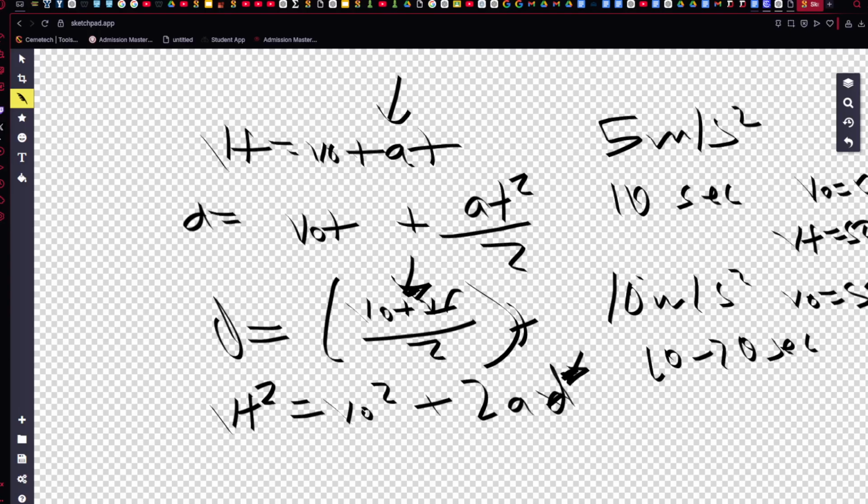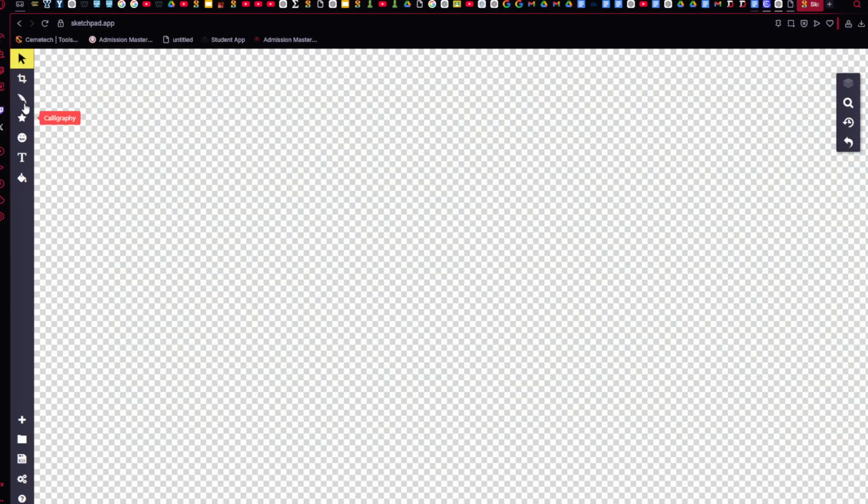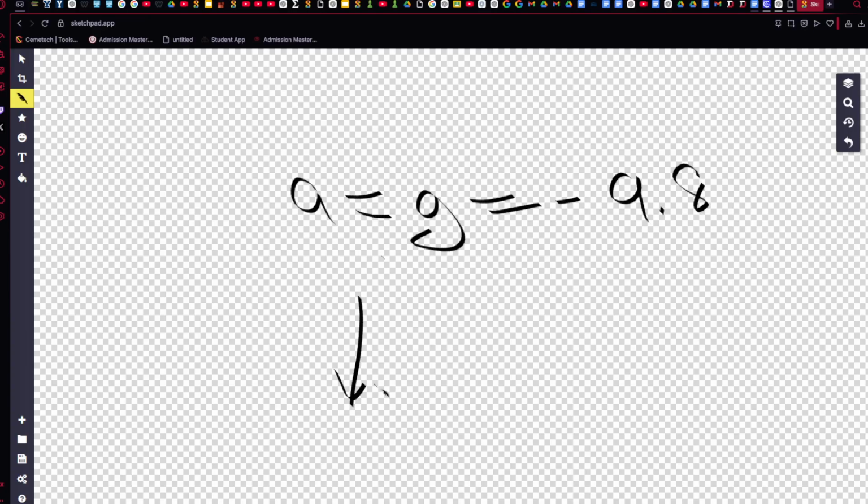Free falling bodies is the same thing. You just use the kinematic equations, but you are simply replacing a with g. And g here would be negative 9.8. A negative displacement means you're falling downwards. A positive displacement means you're coming upwards. So it's literally the same thing for kinematics.